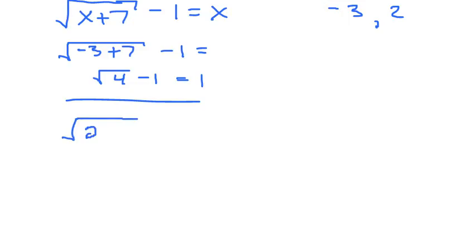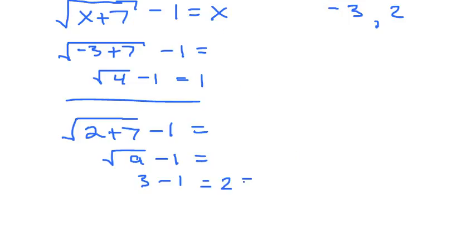Alright, and then let's plug 2 in. And is that equal to 2? Well, I don't know. 7, 8, 9, minus 1, so that's going to be 3 minus 1, so that's going to be 2, right? And that's what it needs to be equal to, 2. Okay. And alright, so it looks like that's a solution.